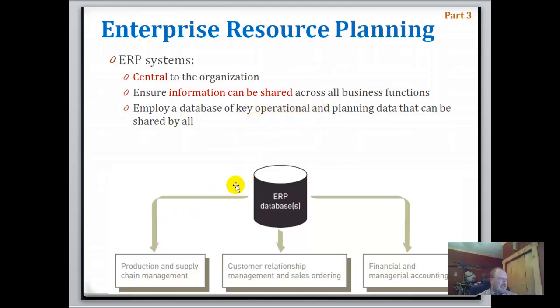So what we have is an ERP database. You have the production for a business, production and supply chain management, customer relationship management, and sales ordering, and then financial and managerial accounting. So that's all information that's pulled out of your ERP database for these particular processes and functions. Okay, so that's kind of your picture of that enterprise resource planning.